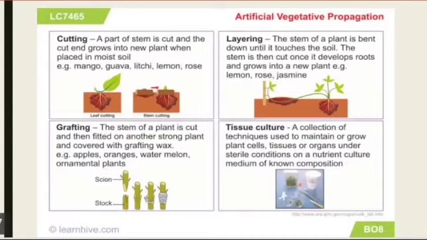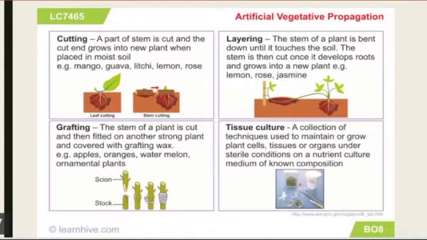Next is grafting. The stem of a plant is cut and then fitted on another strong plant and covered with some grafting wax. From this picture, you can see that there is a strong parent plant, that is known as stock, and a new stem piece, that is the desired plant piece, and that is known as scion. And we will be cutting both the ends of the plant stems in a desired way to fix them together. And we will be fitting them together and applying some grafting wax on the surface to restrict the entry of any kind of moisture. And we will be covering or tightening with some cotton threads or any kind of plastic bags.